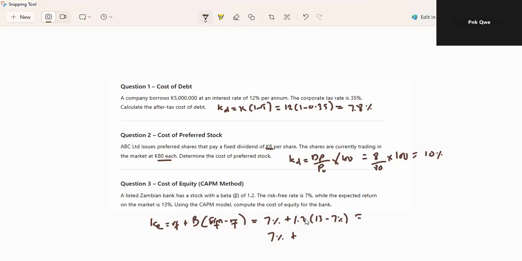1.2. That's 7.2. Giving me 14.2. Yes, 14.2 as the final answer. Yes. Okay.